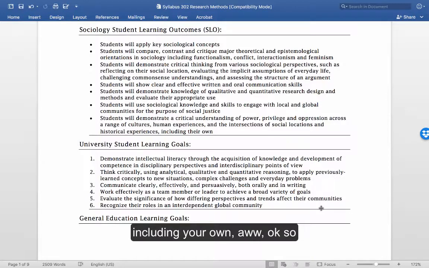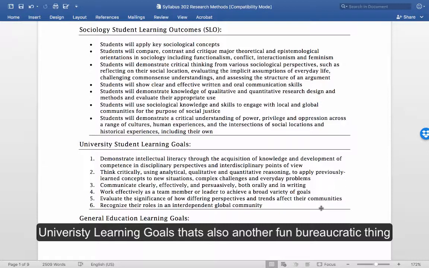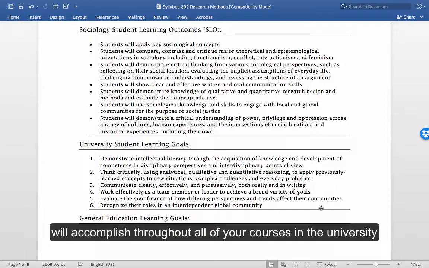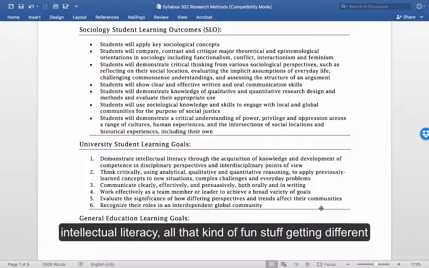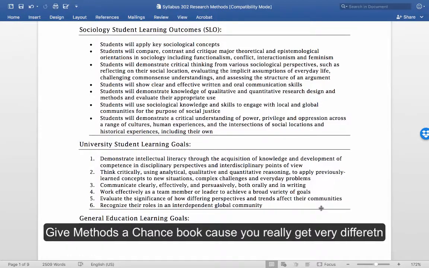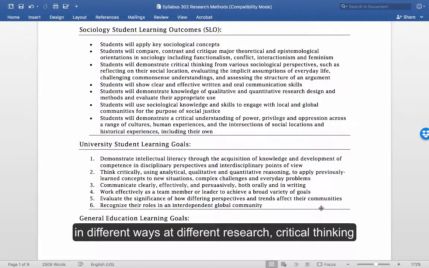Okay, so university learning goals, that's also another fun bureaucratic thing. Basically, all of these things hopefully you will accomplish throughout all of your courses in the university. Intellectual literacy, right? All that kind of fun stuff, getting different perspectives and interdisciplinary points of view. This is why I included the Give Methods a Chance book, because you really get very different approaches from different kinds of people looking in different ways at different research.